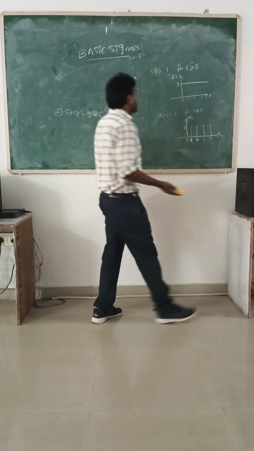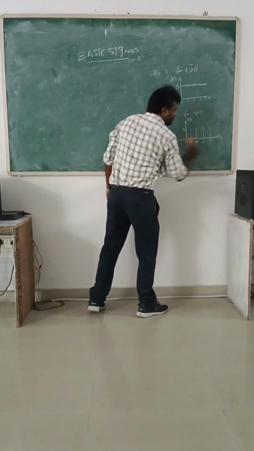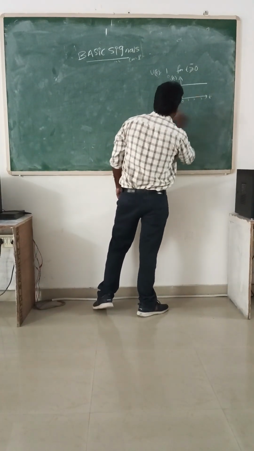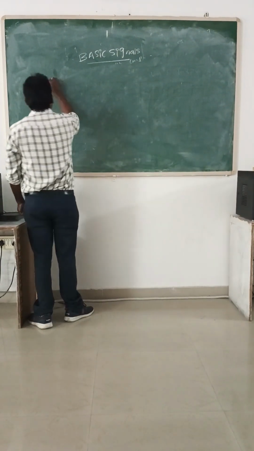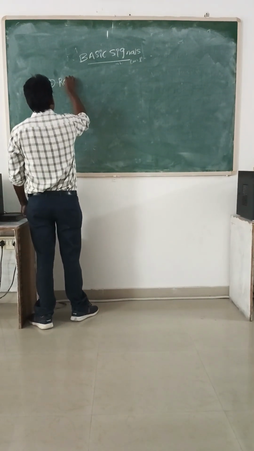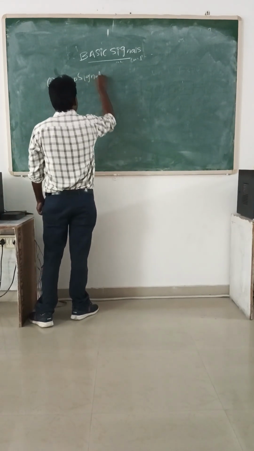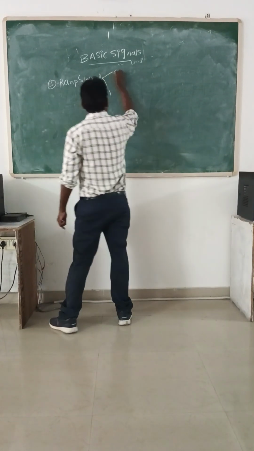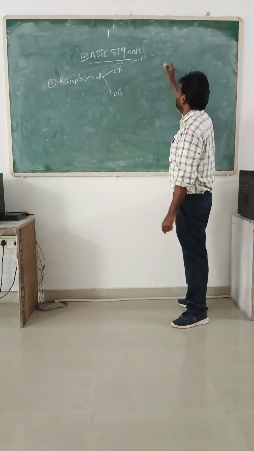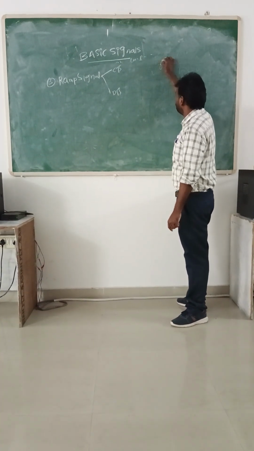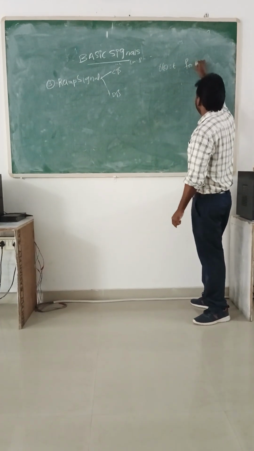So now coming to the next signal, that is the ramp signal. In this case also we have to define it in two ways. First one is continuous time signal, second one is discrete time signal. First of all we talk about the definition. So what is the definition of the ramp signal? R of t is equal to t for t greater than or equal to 0.